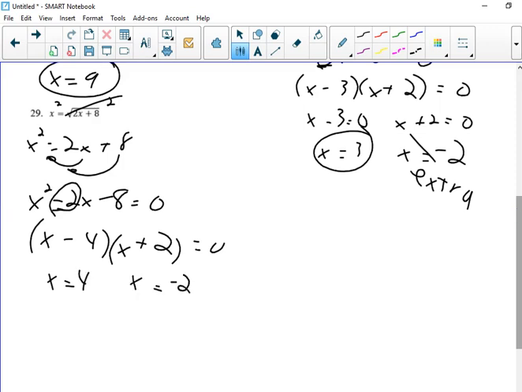Again, plug them in and check. 2 times 4 is 8, plus 8 is 16. The square root of 16 is 4. 4 equals 4, check. -2 times 2 is -4. 8 minus 4 is 4. The square root of 4 is 2. But 2 is not equal to -2. Nope, extraneous. And that's chapter 2.